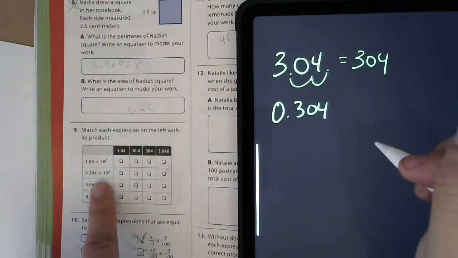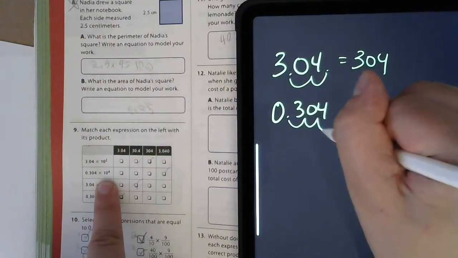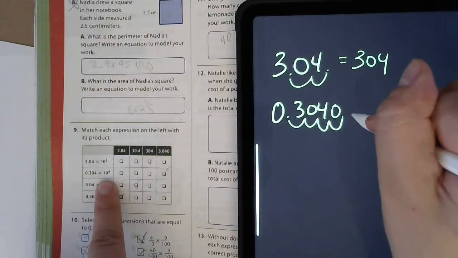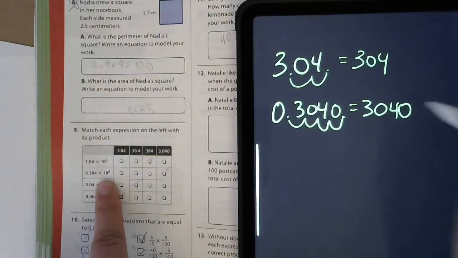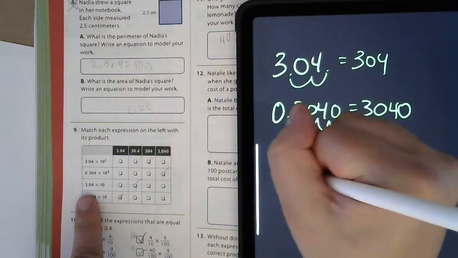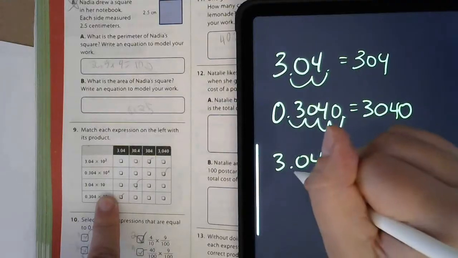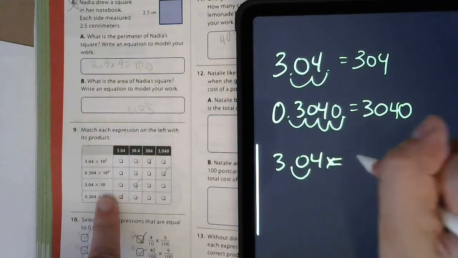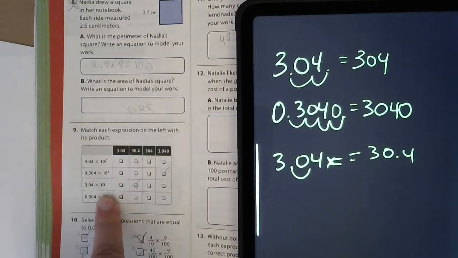Next, I'm going to take 304 thousandths times 10 to the 4th power. So I'm going to go 1, 2, 3, 4, add a 0, right? That's going to equal 3,040. And there's my answer. Next, I have 3 4/100. I'm going to multiply that times 10, which means I'm just moving it over once. We end up with 30 4/10.